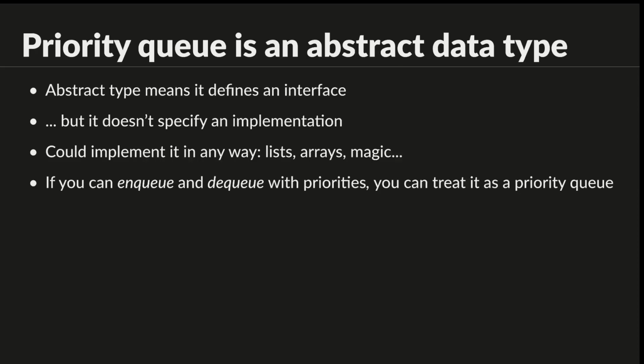A priority queue is an abstract data type. You could implement it in any way. You could keep a list or a sorted array or use magical elves, as long as you can enqueue things with priorities and dequeue those things and get them back in priority order, you have a priority queue.